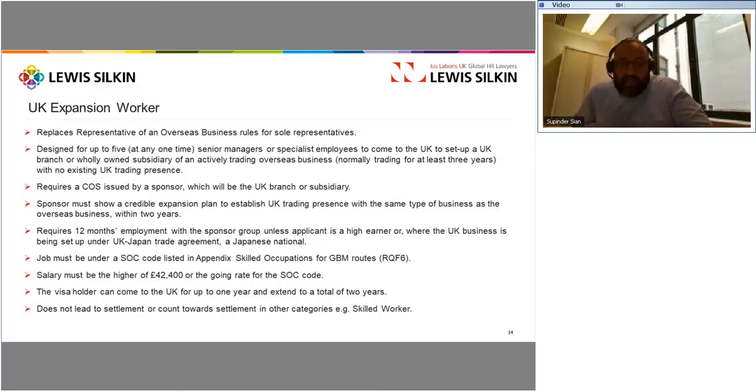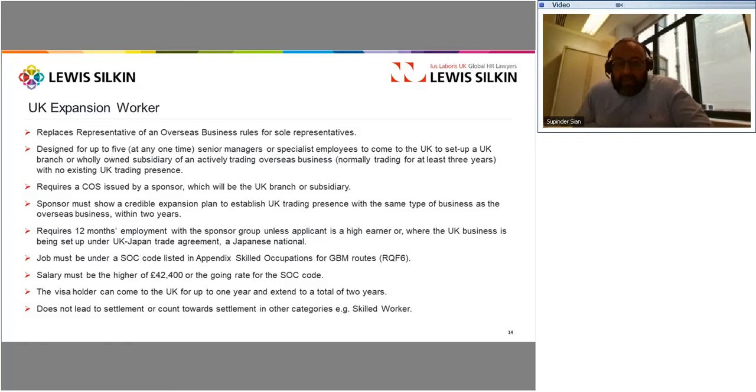There are some exceptions where the overseas entity is from Japan, due to the UK-Japan trade agreement, which means the Japanese employee wouldn't require 12 months with the overseas business. The minimum salaries and duration of prior employment are aligned with the senior and specialist workers, with minimum salary being £42,400. They have to be coming in a senior or specialist role, so the skill level is at level 6, and there has to be a standard occupation classification code allowing for that.